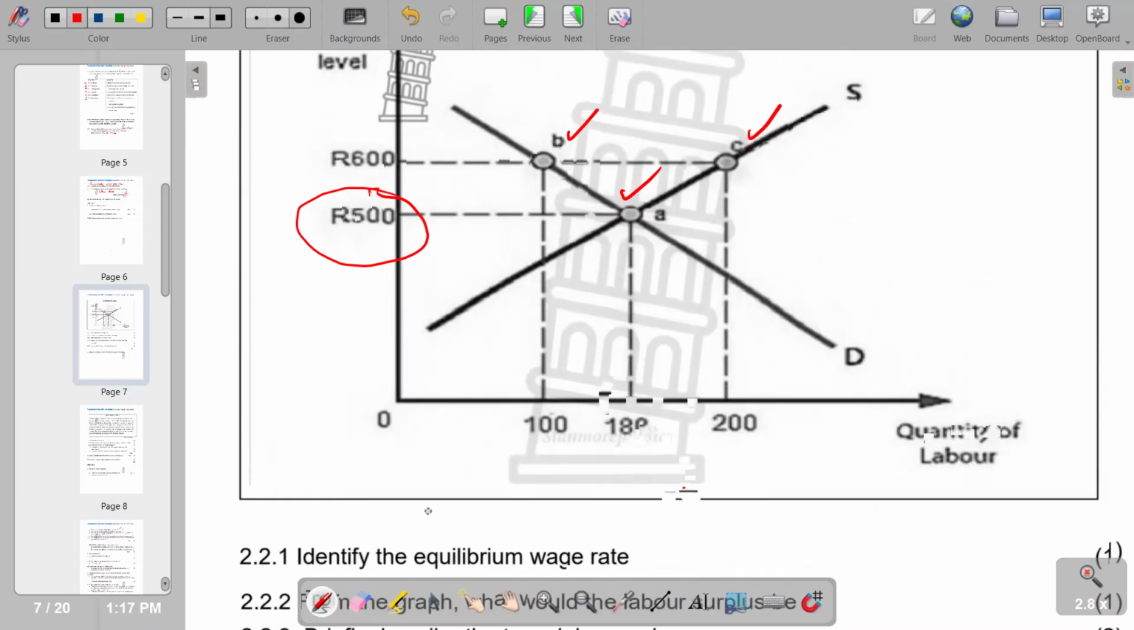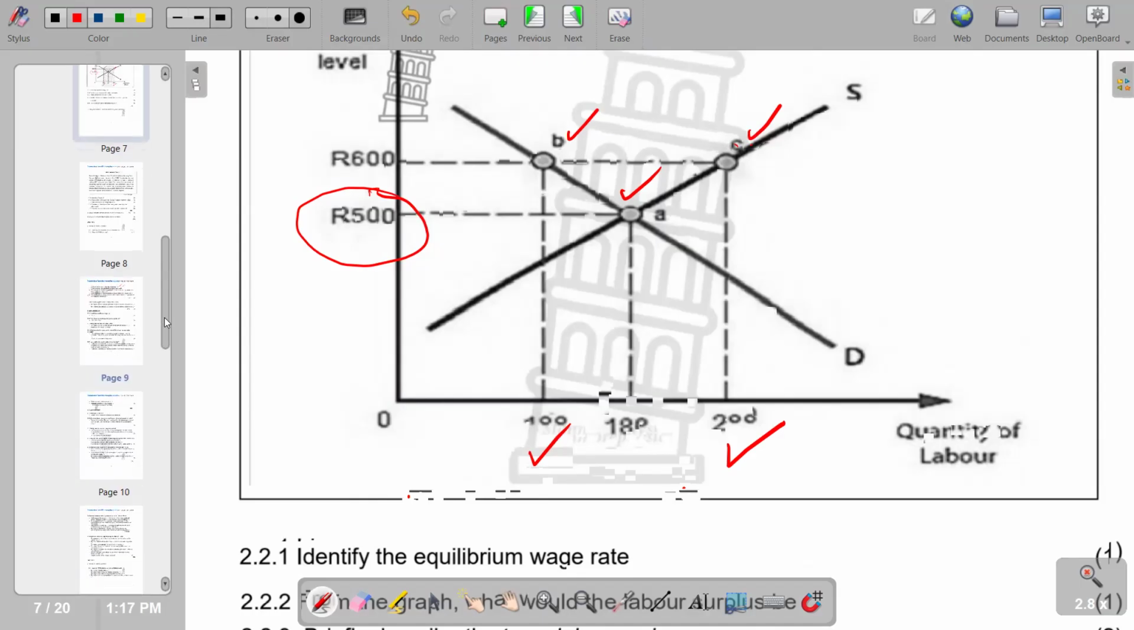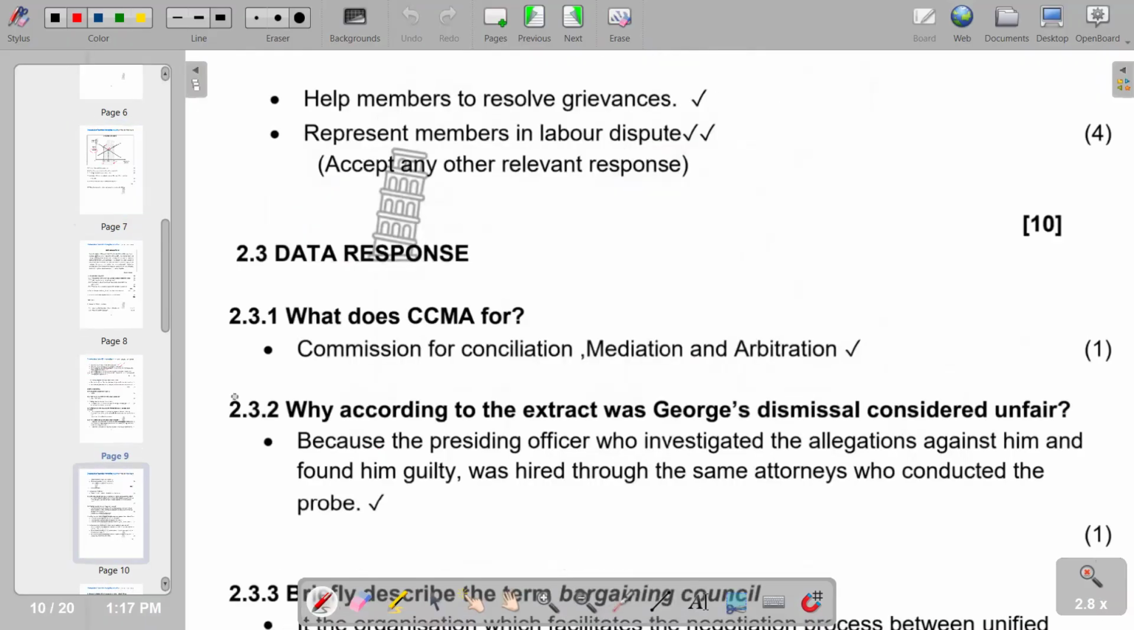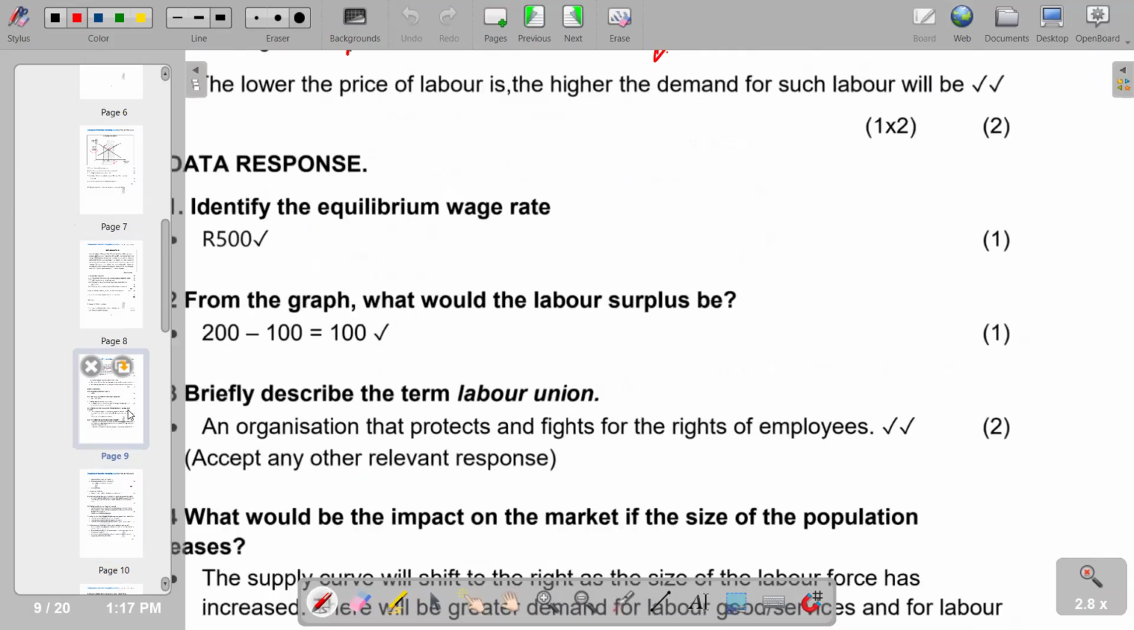Within that context, you can see that a surplus is going to be created, with the difference between C and B indicated by the difference between 200 and 100. If you say 200 minus 100, you get the surplus. This is again how it is illustrated in our answer section. You see 200 minus 100, then you get your 100, as indicated in this part. So we'll move on to the next part of our question.